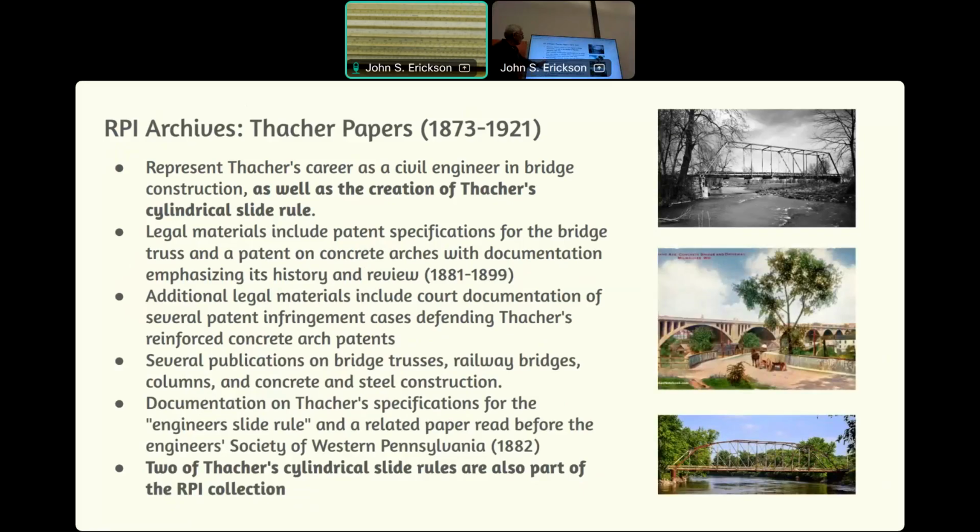This is kind of a summary of the documentation that's in the RPI archives. Most of it has to do with his bridge construction work, which is what he's really known for. These are some examples of bridges that either he designed directly or were using his design concepts. It's interesting that a portion of the RPI archives are legal filings.